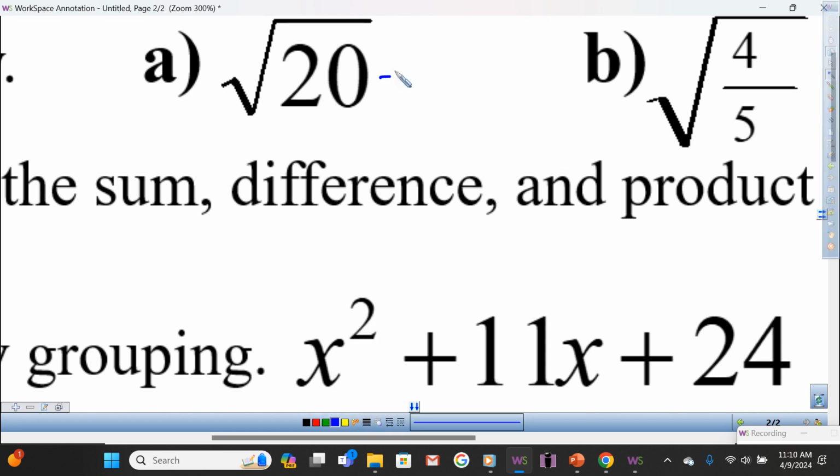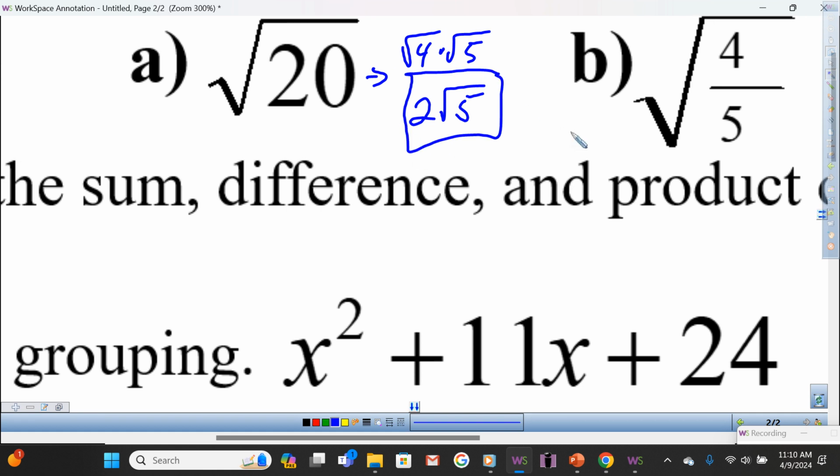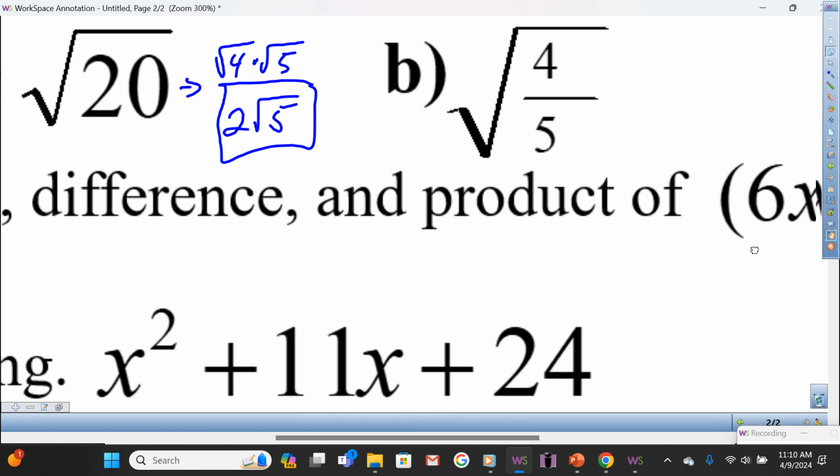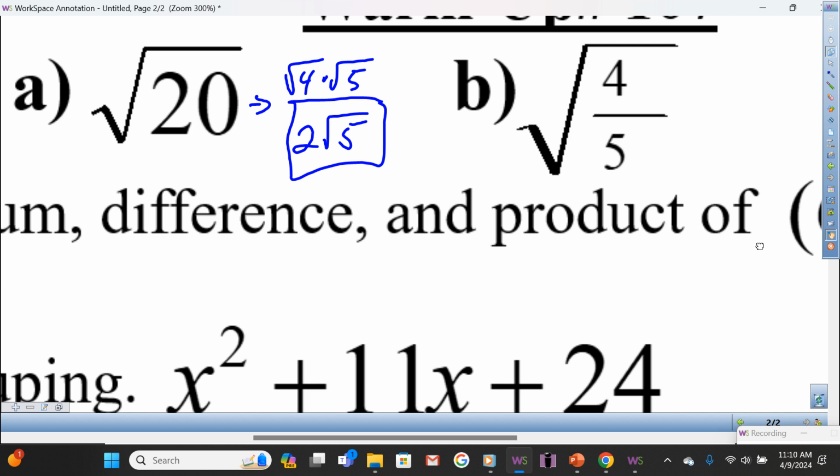4 and 5. So this becomes square root of 4 times square root of 5. What is square root of 4? 2. And we end up with 2 square root of 5. Marty? Yeah, we switched spots. Sorry, guys. All right, let's go to number 1B.